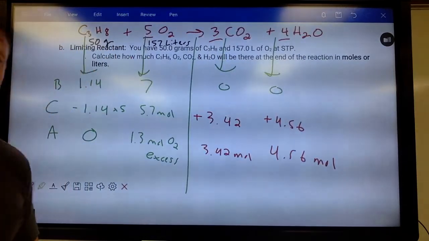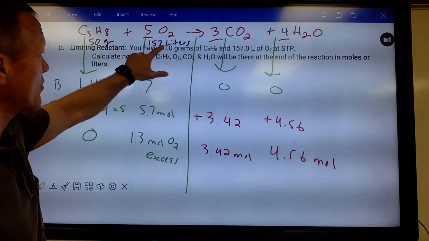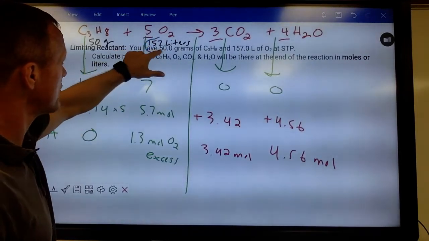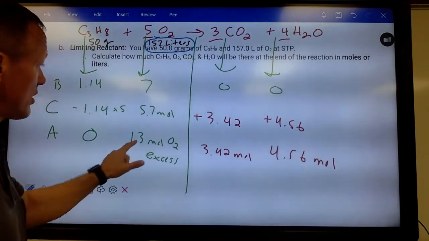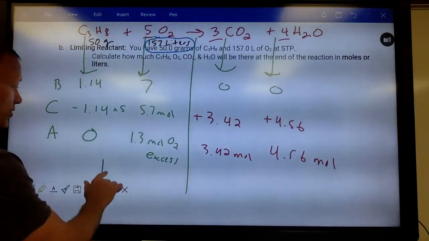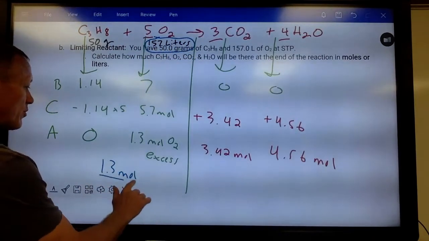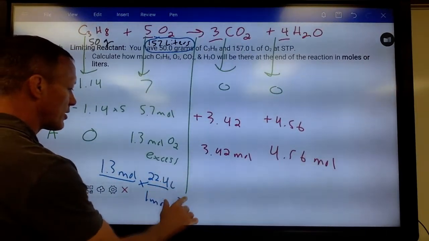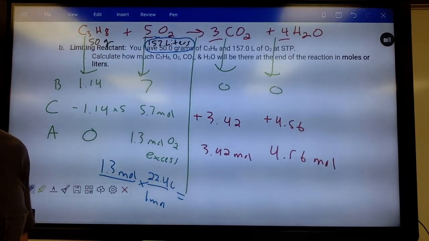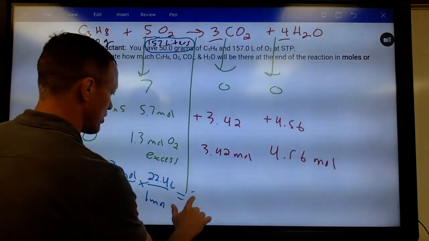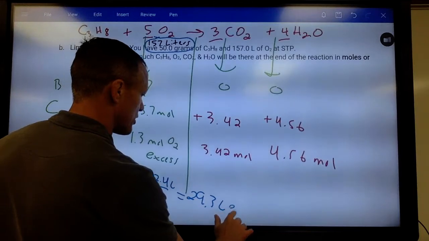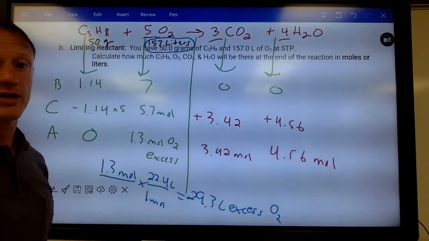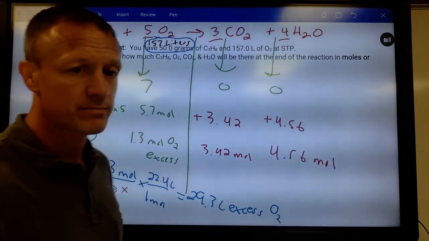Now I could have asked you, out of these 157 liters of O2, how many liters are in excess? Well, there's 1.3 moles of excess, and every mole is 22.4 liters, and that tells me my excess, which is about 29.3 liters of excess oxygen that would not be used out of the 157. All right, have a good day.